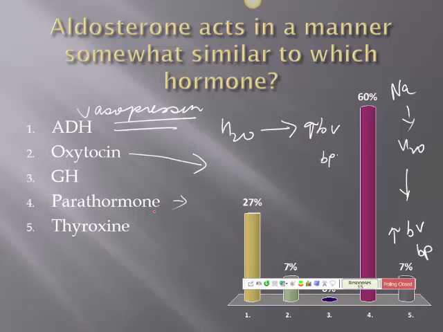Parathormone, as I said, it acts on the calcium. It raises serum calcium. So very different from aldosterone. And thyroxine is general tissues. Its main action is to increase your basal metabolic rate. Okay? So aldosterone and ADH act similarly. The difference being that ADH causes only water reabsorption and a lot of it. Aldosterone primarily is sodium, but with sodium water also goes in, so both end up raising blood pressure and blood volume.